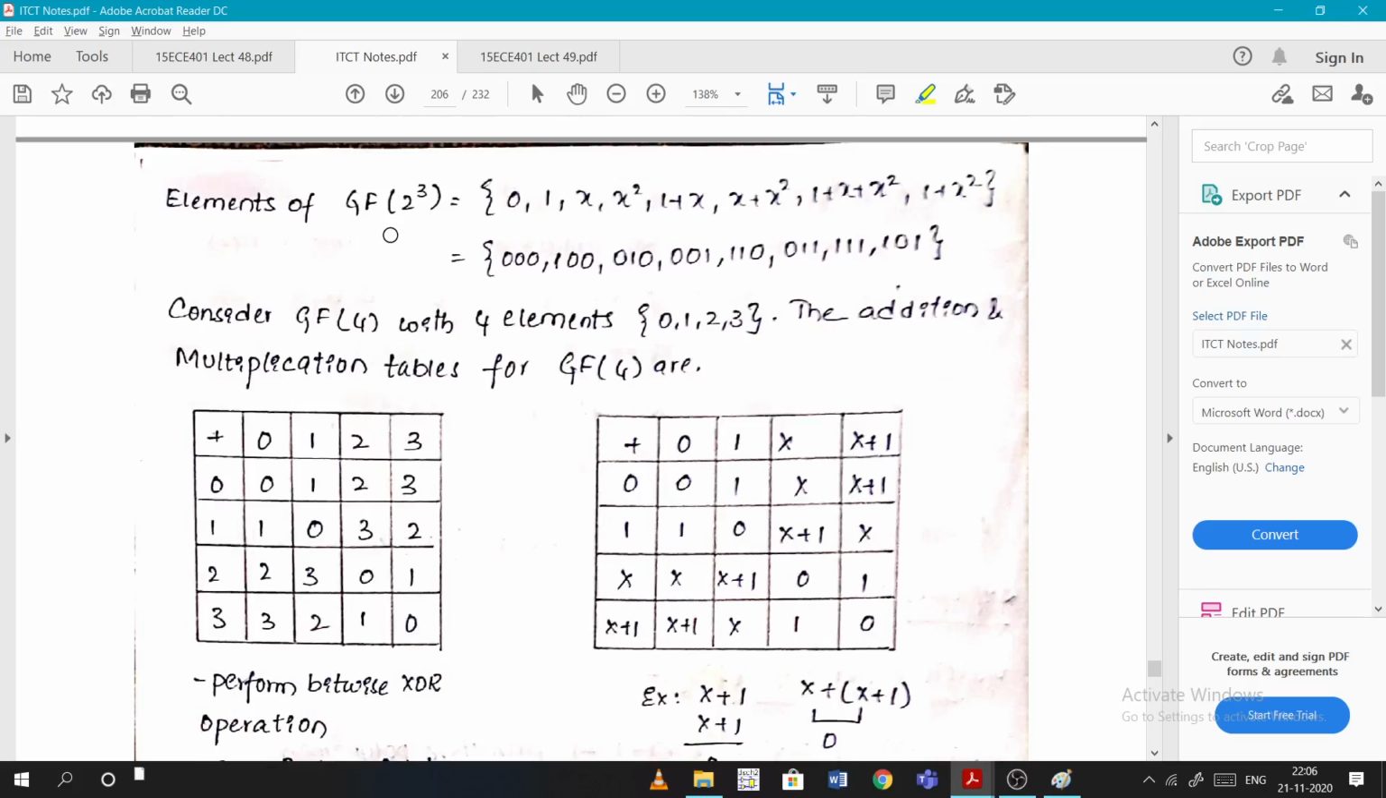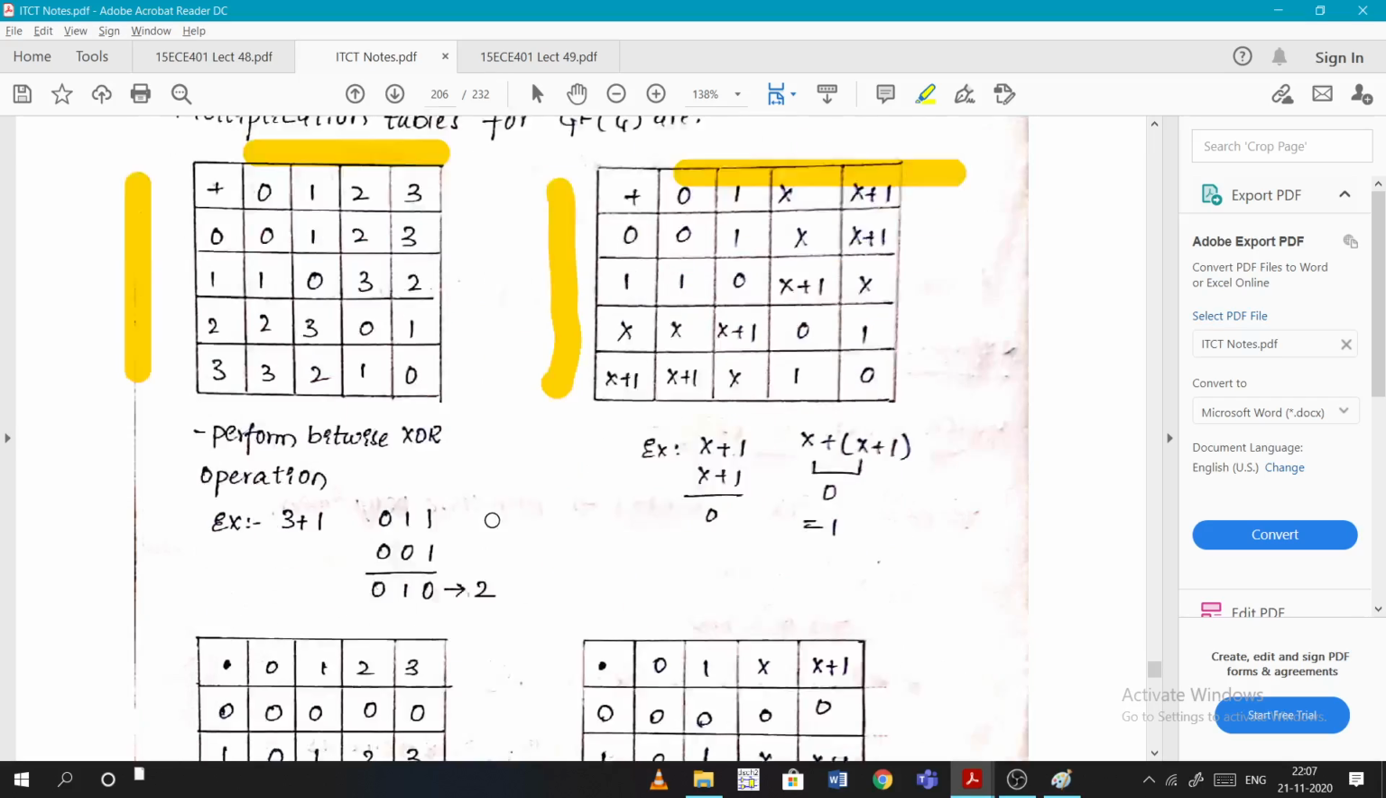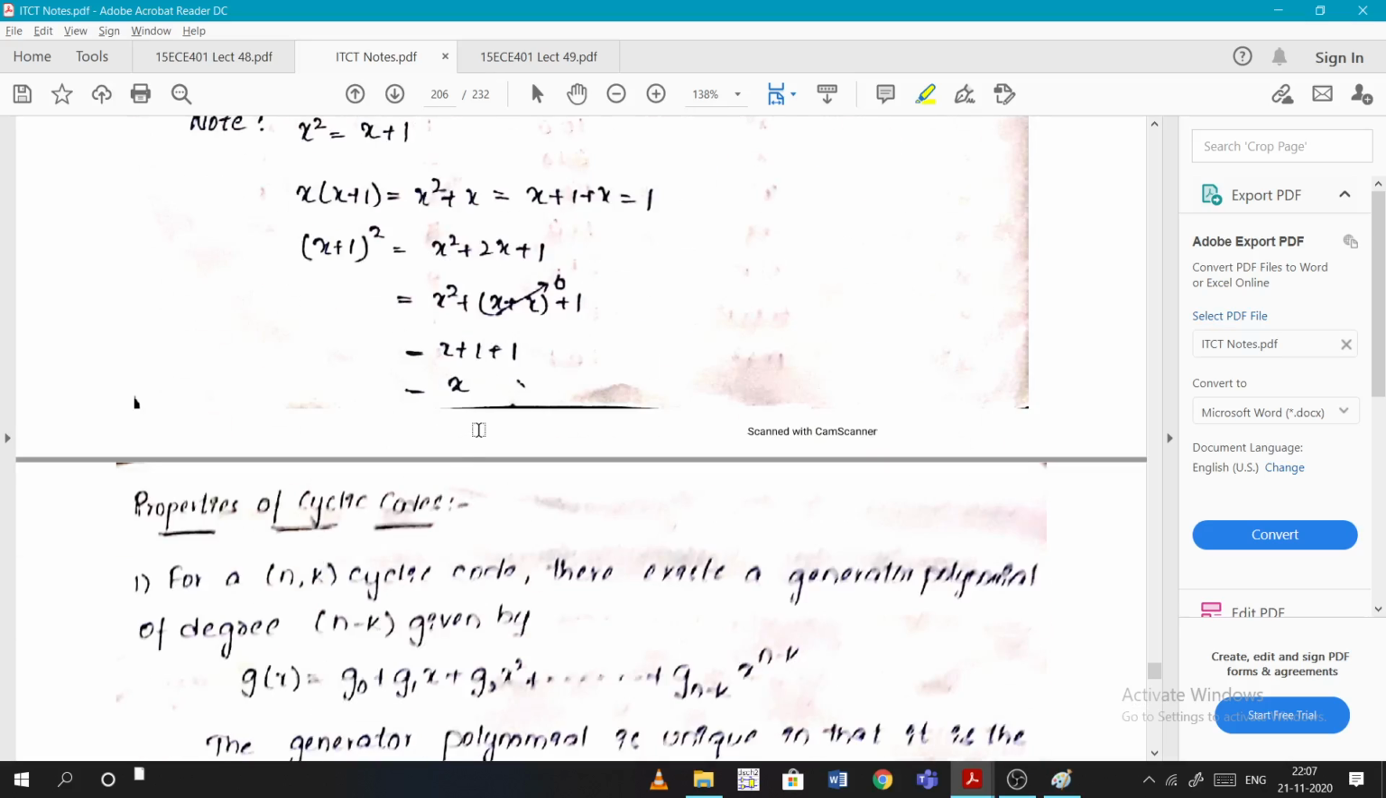When you try to write a table for a Galois field of 8, the elements will be 0, 1, x, x square, 1 plus x, x plus x square, 1 plus x plus x square, and 1 plus x square. So these are the elements for this Galois field of 8. But for Galois field of 4, we found that these are 0, 1, x and x plus 1. We know how we got these elements. Now if you want a table like 0 1 2 3, in the place of x substitute 2, that is 0, 1, 2 and 2 plus 1 is 3. In the same way, wherever there is x, substitute 2 and we get the values. So this is how we do it.